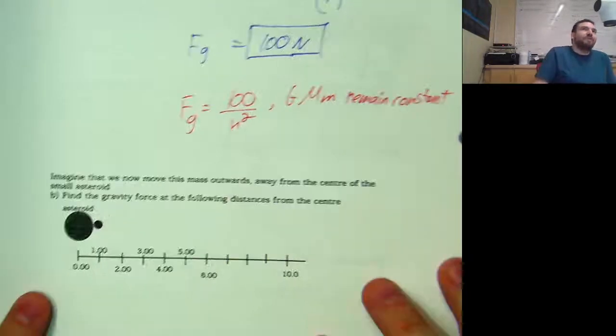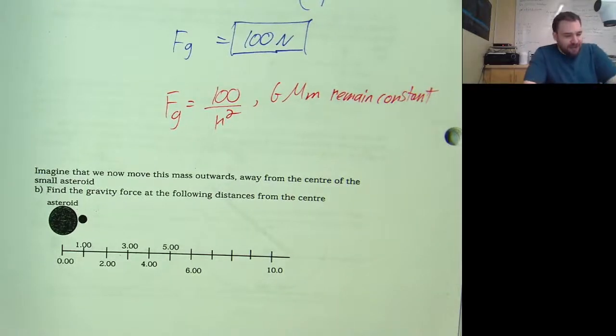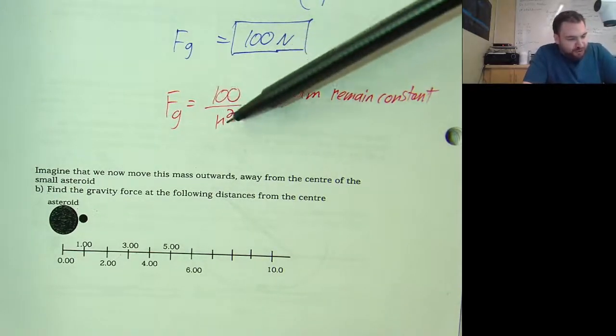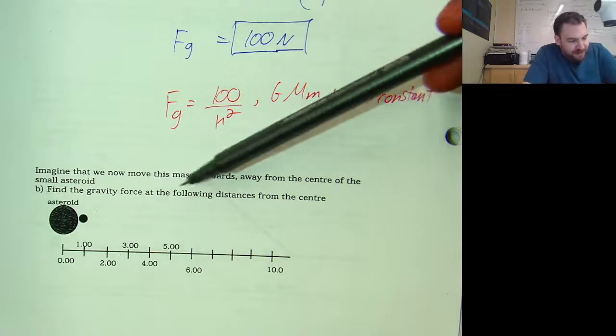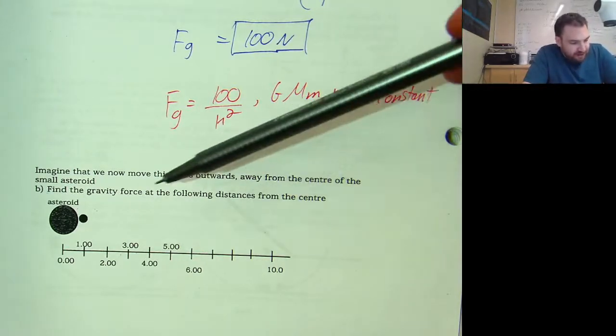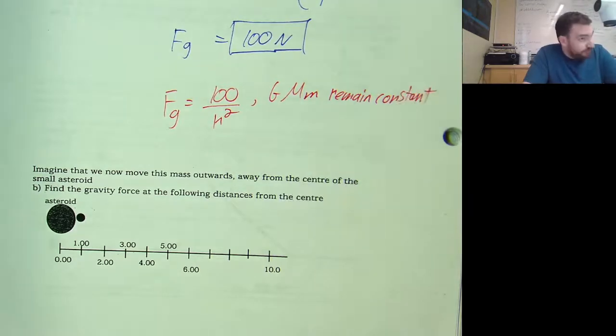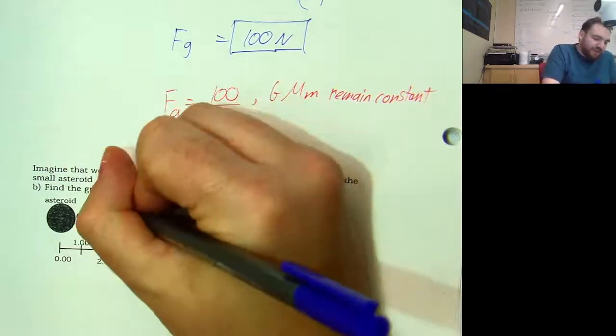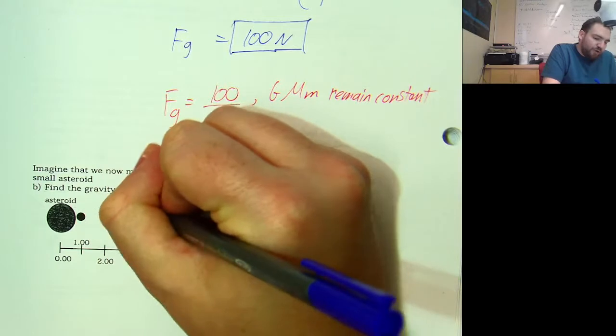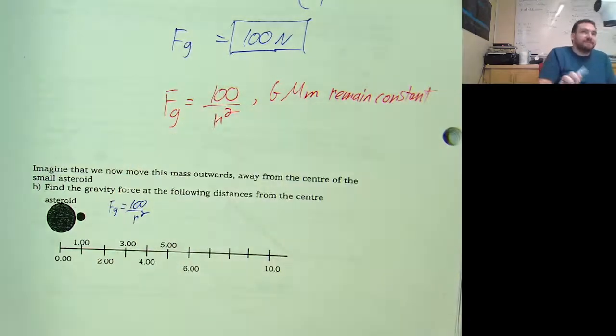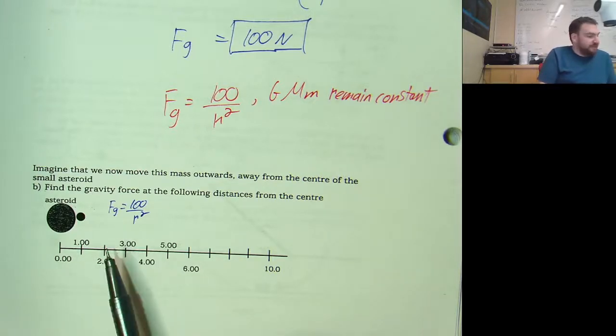Unrelated to Ashton's random question, Fg equals 100 over r squared is what we're going to use here. Now imagine that we move this mass outwards away from the center of the small asteroid. We want to find the gravitational force at the following distances from the center. So we've got Fg equals 100 over r squared. The reason that we like this is because it makes inserting these different radii really, really nice.